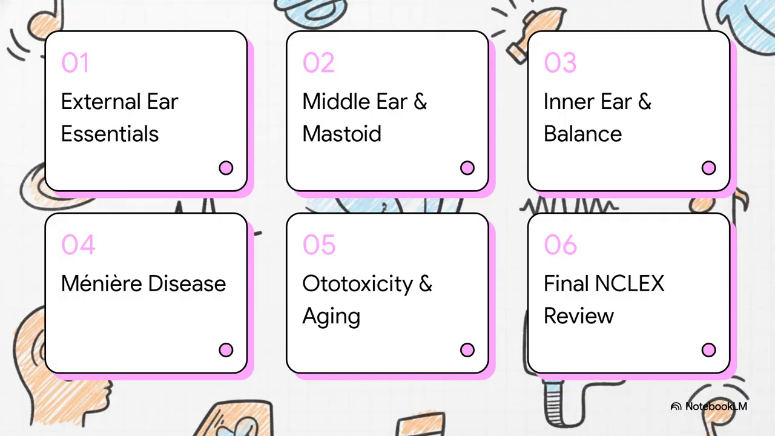Here's our roadmap for today. We're covering: 1. External ear essentials. 2. The middle ear and mastoid. 3. Inner ear and balance. 4. Managing Meniere's disease. 5. Ototoxicity and presbycusis. And finally, 6. A final NCLEX review. Let's get to it.